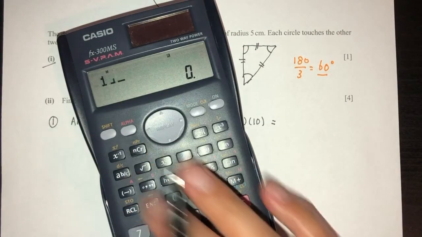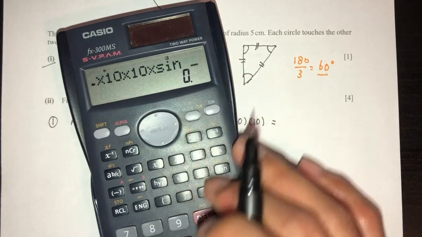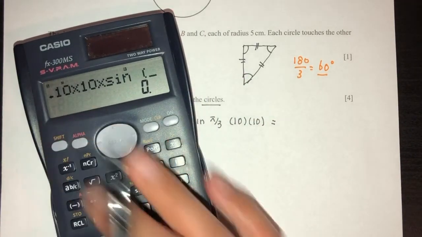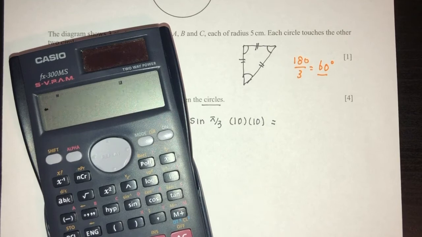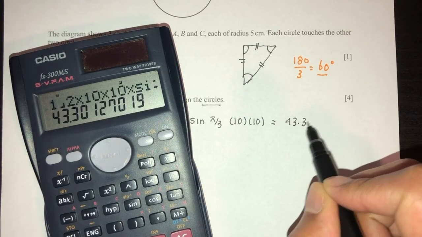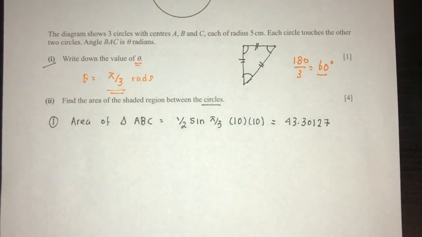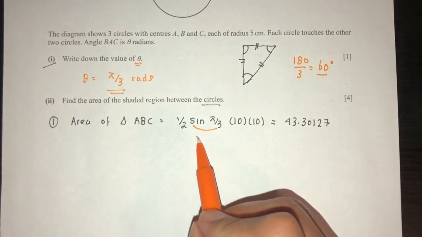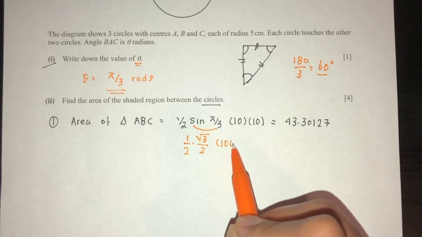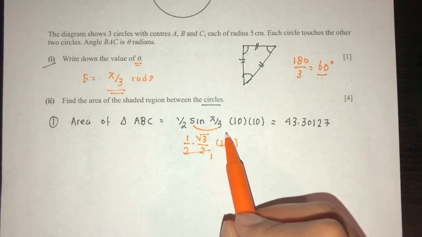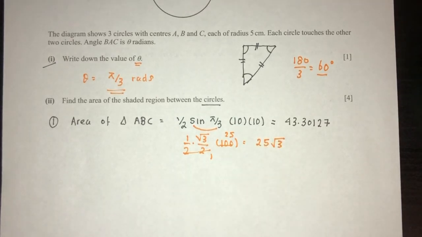That will be half times 10 times 10 times sine of pi by 3. So your setting has to be in radians so that you have the right answer. Okay. So you will have 43.30127. Now if you want exact answers, you have to know that sine of 60 is equal to root 3 by 2. This is half. This is 100. So 25. That will be 25 root 3 for exact values.